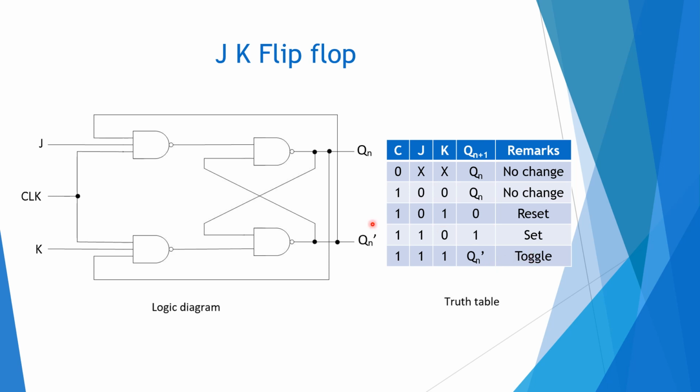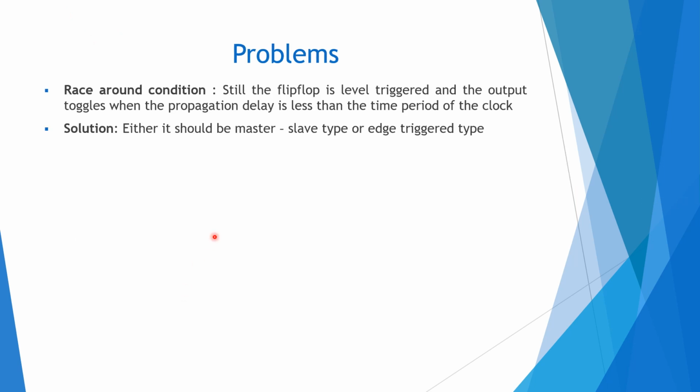But there is some problem with this flip-flop also. There are issues in this flip-flop. That is called the race-around condition. You can see that the flip-flop is still level triggered, and the output toggles when the propagation delay of the flip-flop or latch is less than the time period of the clock.